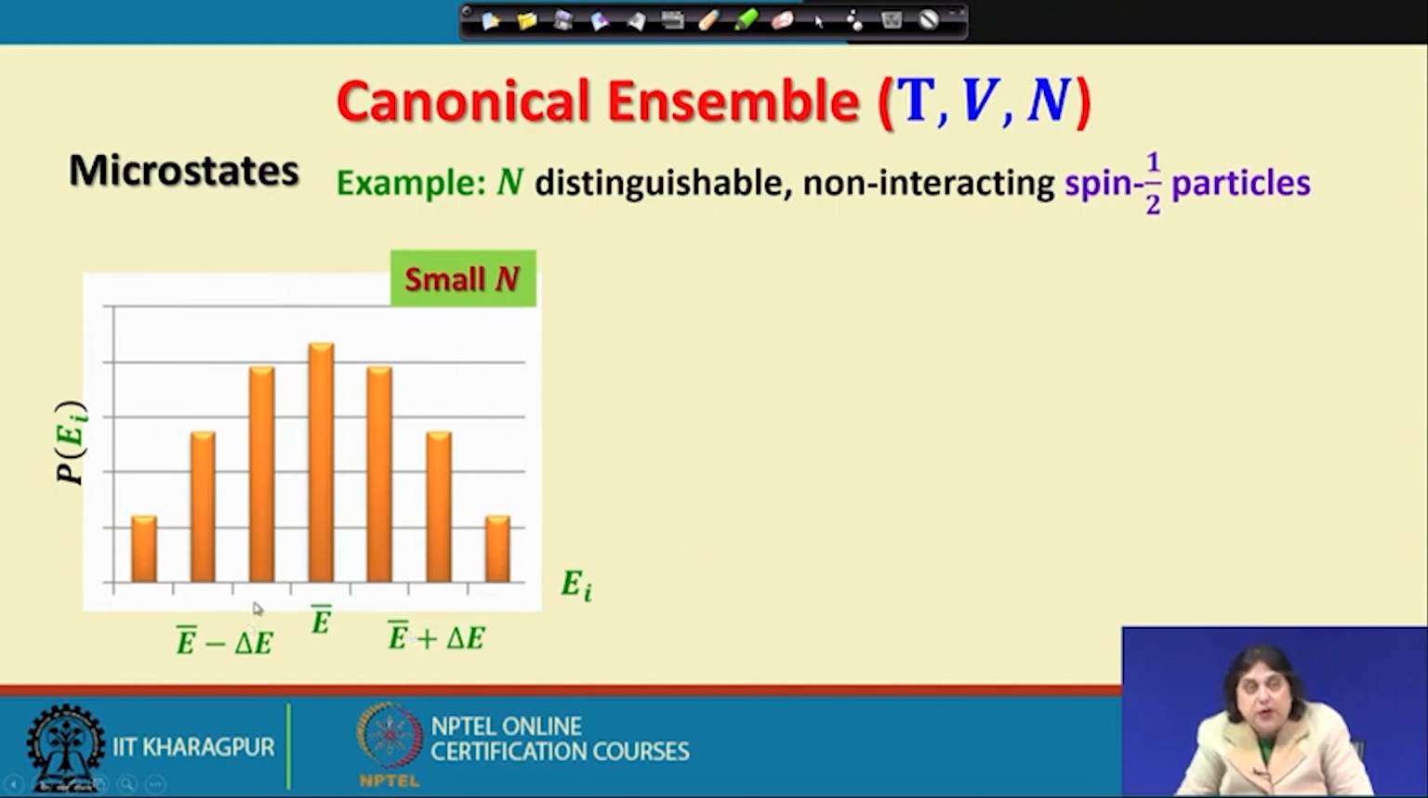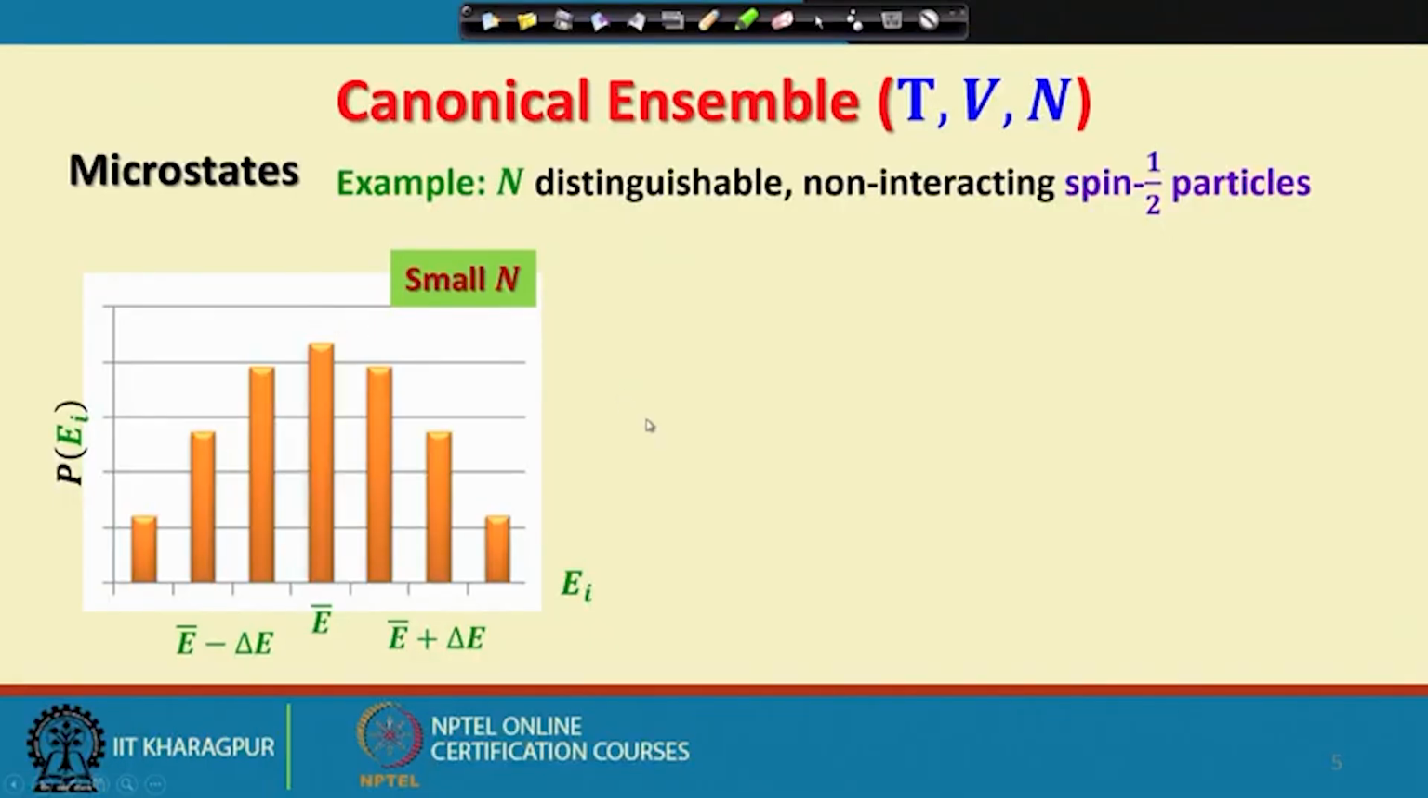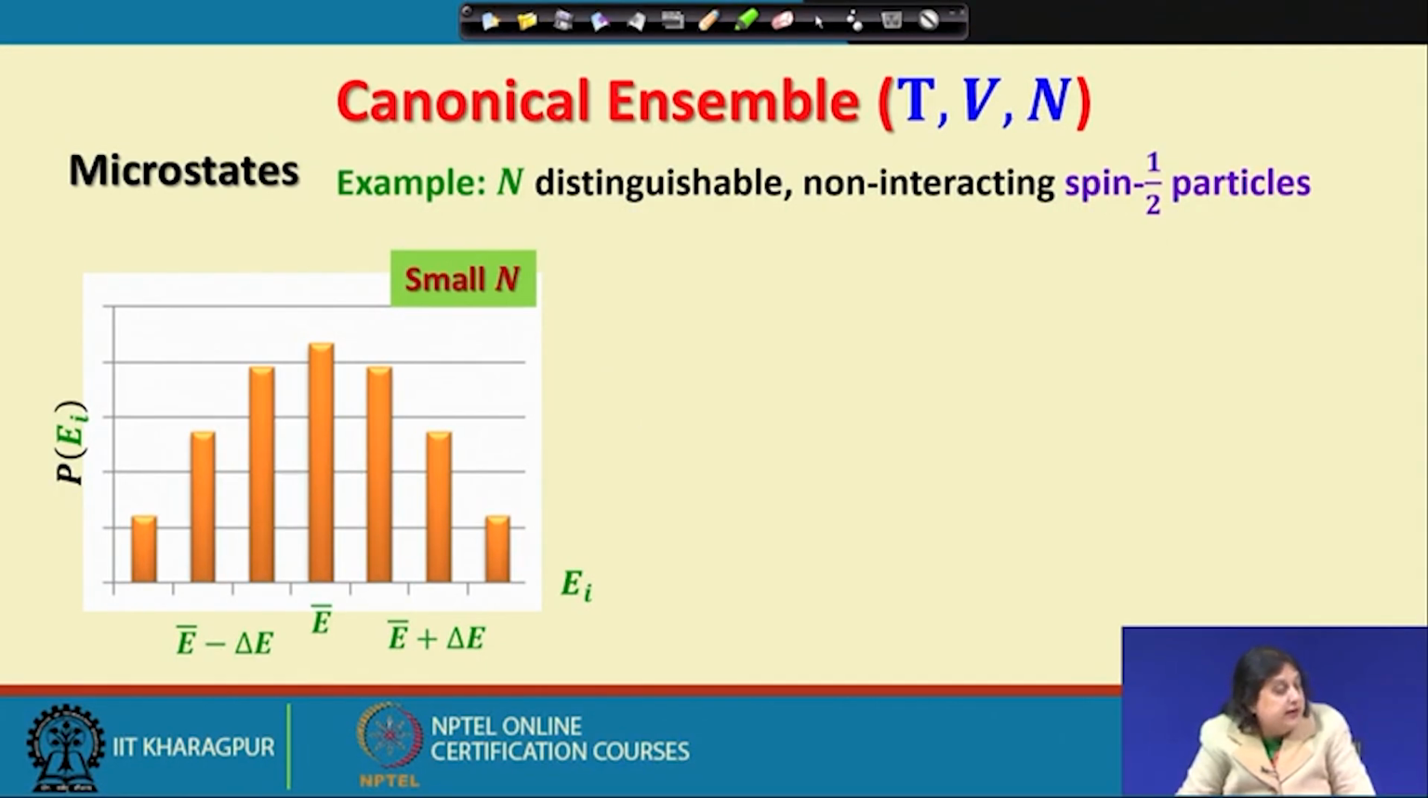But the interesting point is all these microscopic states are accessible provided the amount of energy that you are supplying to the system through its interaction with the reservoir is big enough to cover, say, delta E, 2 delta E or 3 delta E, similarly minus delta E, minus 2 delta E, and so on and so forth. So, what we understand here is, we are still in the small n case.